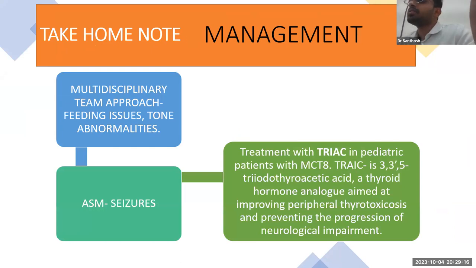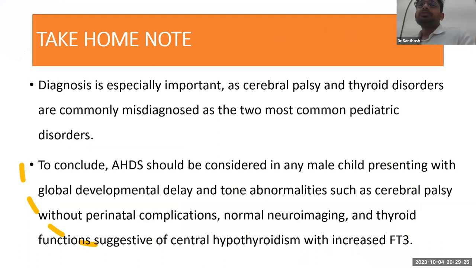This molecule known as TRIAC is a thyroid hormone analog aimed at improving the peripheral thyrotoxicosis and preventing the progression of neurological impairment. Finally, I would like to conclude by saying diagnosis is especially important, as this is commonly misdiagnosed as cerebral palsy and thyroid disorders, two more common pediatric disorders.